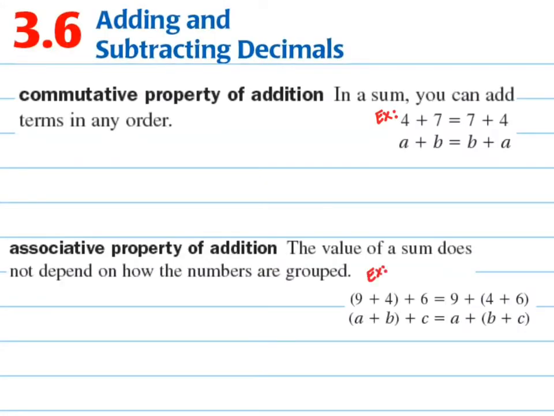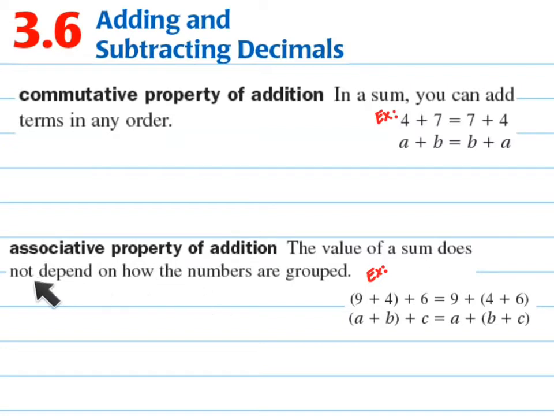Welcome. Today we're going to be talking about 3.6, adding and subtracting decimals. A couple of our key vocabulary words today is commutative property of addition. In a sum, you can add terms in any order, and over here is an example of what that looks like. We're going to go into a little bit more detail about that. So basically we're saying that order doesn't matter. 4 plus 7 is the same as 7 plus 4.